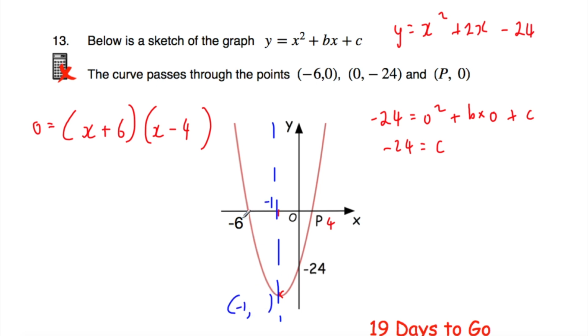Okay, and let's just check that. If we've got -6 and -1, we're going to go 5 across, and then if we go across another 5, we get to here. So we've now got the x-coordinate. Let's substitute that into our equation, this part here, to get our y-coordinate.